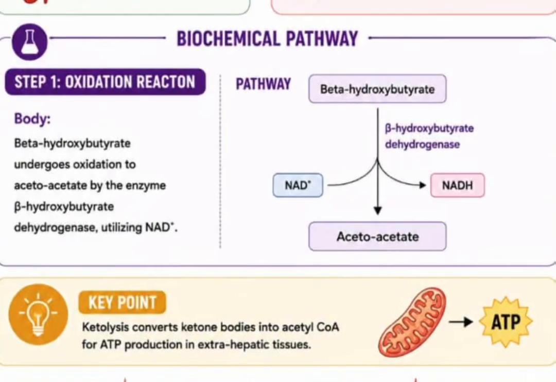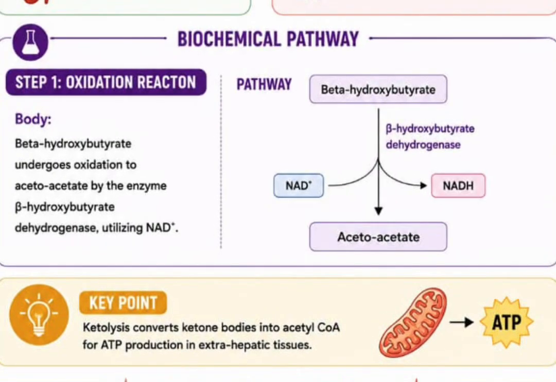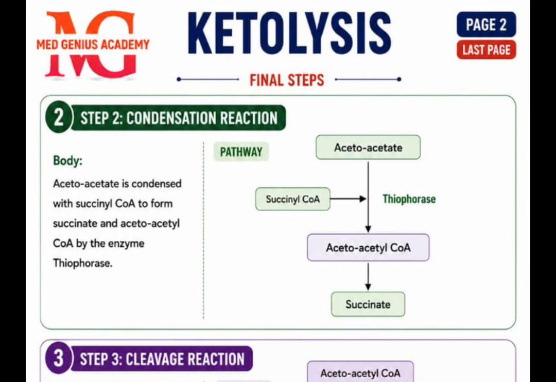For the first one, what do I do? I oxidize by converting what? Beta-hydroxybutyrate to what? Acetoacetate. Are you getting now? Either by reducing NAD plus to what? NADH. After I oxidize, I condense it with succinyl-CoA. So when I condense it with succinyl-CoA, I get succinate, which enters into the TCA cycle, and I get Acetoacetyl-CoA by the enzyme thiophorase. Don't forget, it's here.